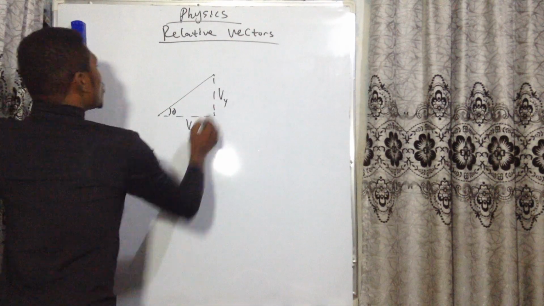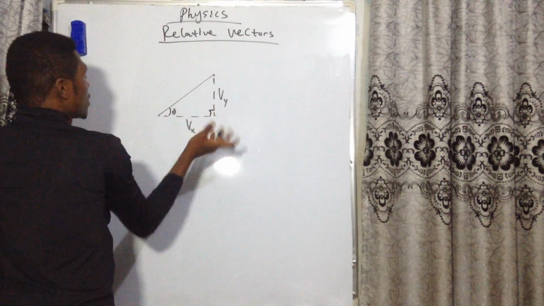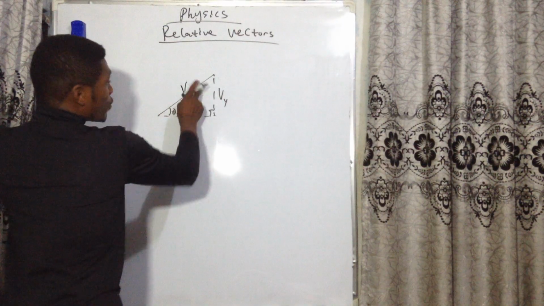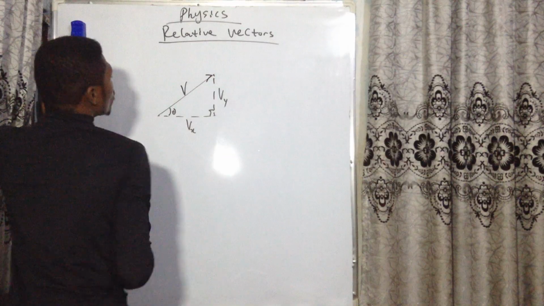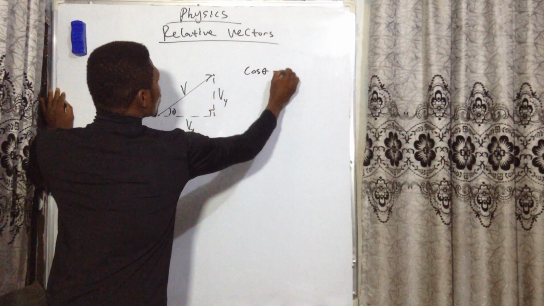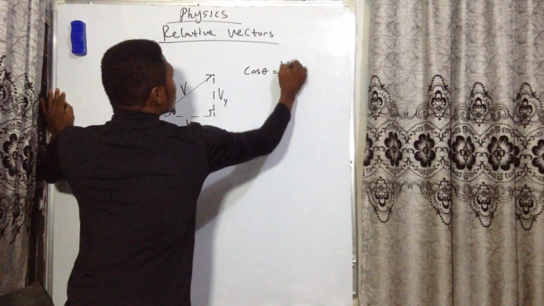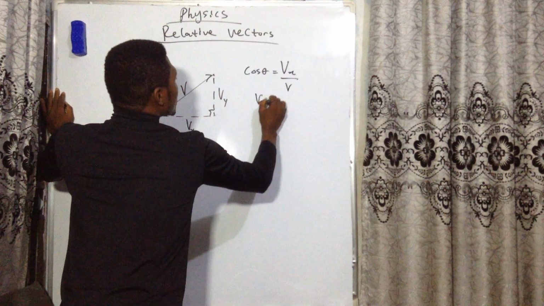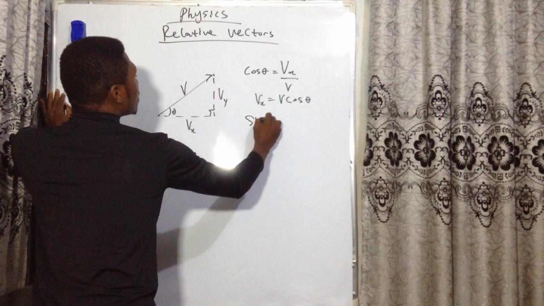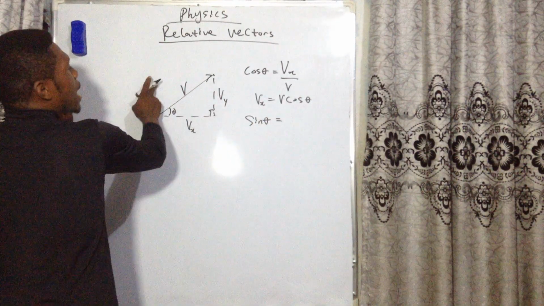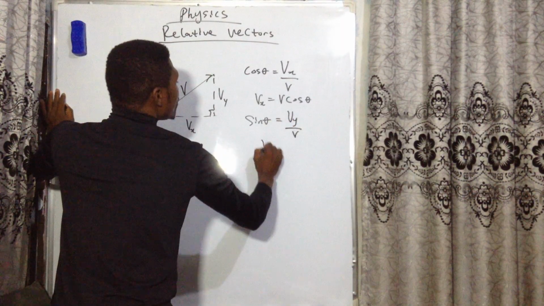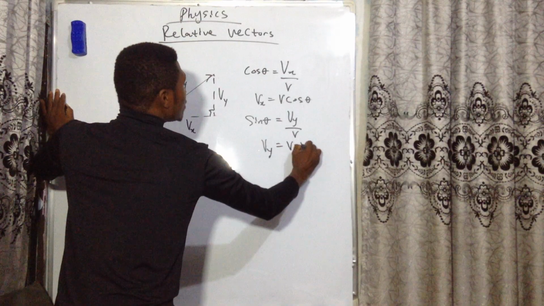Using the trigonometric ratio, this is the vector V. Now cos theta is equal to what? Adjacent over hypotenuse, Vx over V. So Vx is equal to V cos theta. Sin theta is equal to what? Opposite over hypotenuse, Vy over V. So Vy is equal to V sin theta.